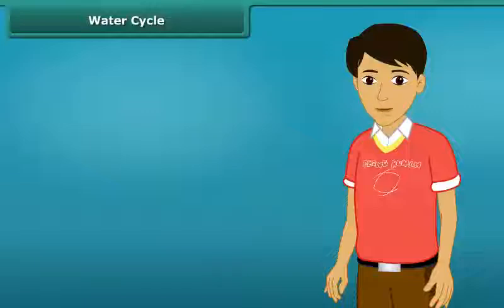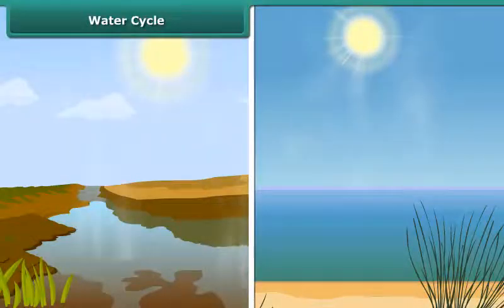Let us try to understand how the water cycle operates. Water in oceans, seas, rivers, etc. gets heated up by the sun and turns into vapor. This process is known as evaporation.